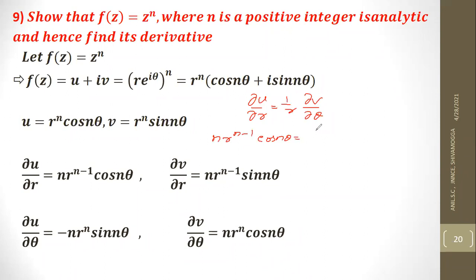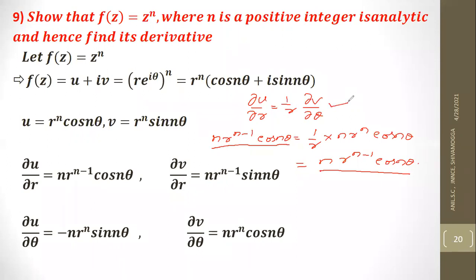This is equal to 1 by r into del v by del theta. Del v by del theta is n into r power n into cos n theta. Therefore, this is equal to n into r power n divided by r, which is r power n minus 1 into cos n theta. Therefore, LHS is same as RHS. n into r power n minus 1 cos n theta is equal to n into r power n minus 1 cos n theta. Therefore, this equation holds. First CR equation holds. It's true.